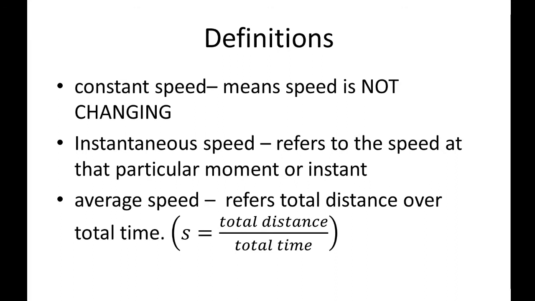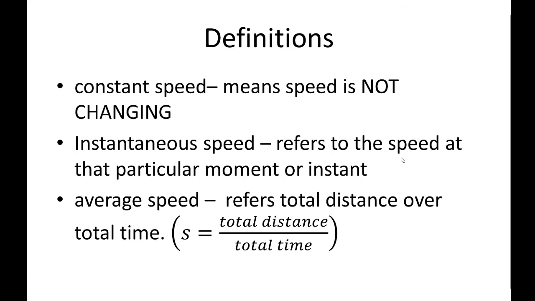Then we also have other terms that we need to understand. We have constant speed. That means that the speed is not changing. So let us say an object is moving 5 meters per second for 10 seconds, and then after 10 seconds it is still moving at 5 meters per second. Then the object is having a constant speed.